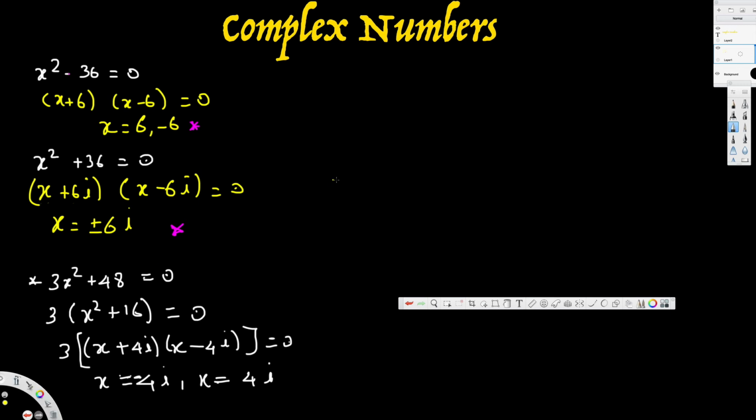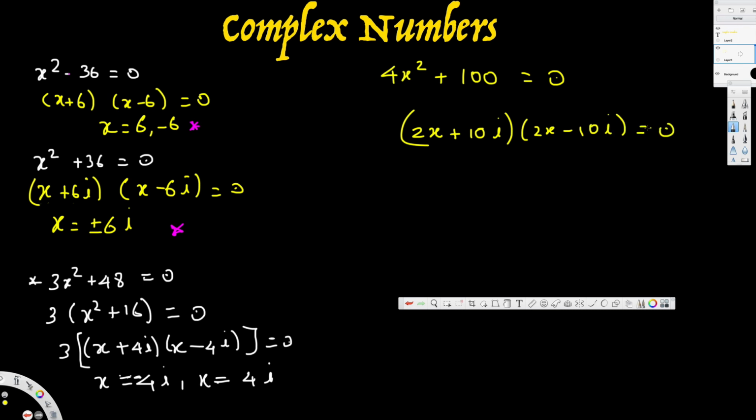Now let's look at another problem similar to this: 4x square plus 100. In the previous one we saw that 3 is not a square, so that's why we took it outside. But here we have 4, and 4 is the square of 2. So we can just take this as 2x plus 10i, because we have plus right here, that's why I put i, and 2x minus 10i, that's equal to 0. Or you can take 4 outside and simplify, like x square plus 25 as well. You will end up getting the same answer.